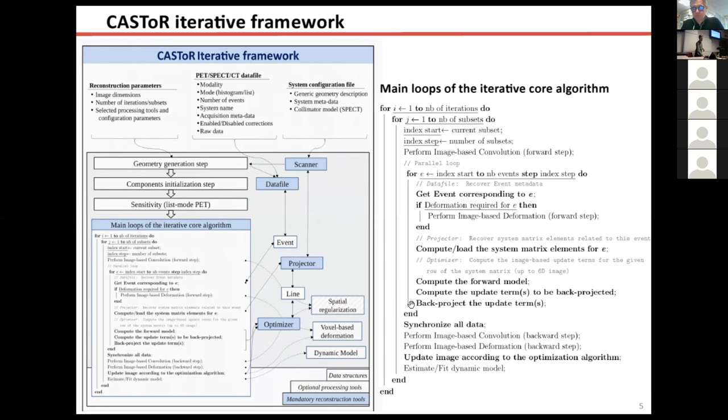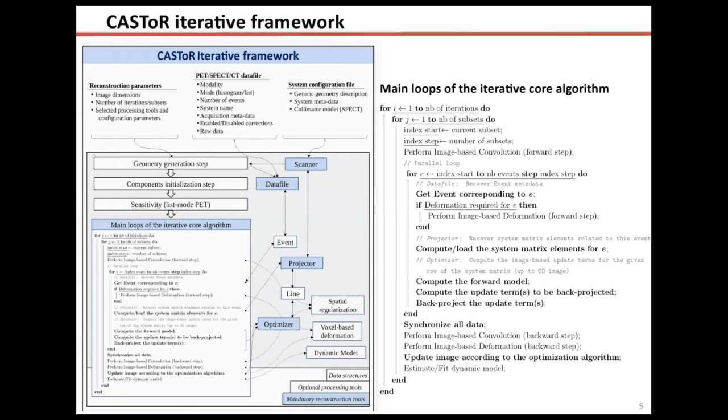Then it is what we call the optimizer step, the data update step, because it's inside the data loop. We compute the forward model, then compute the update terms according to the optimizer which is in use, and then back project the update terms into a correction matrix. At the end of this loop, we synchronize all data if we are using parallelism.